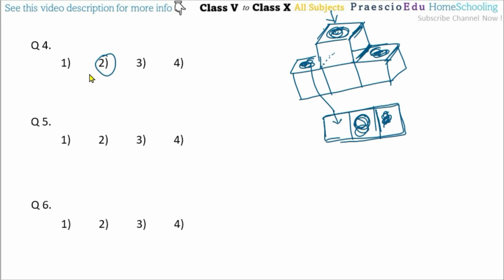Then question number 5: from which of the nets given below can an open box be formed? Open box means a pentomino. For this, 5 surfaces, or 5 faces, must be there. Now in option number 1 there are 6 faces, so that is not a pentomino. Then option number 2 also cannot be, because that is a cubical or cuboid shape, so that is not open.